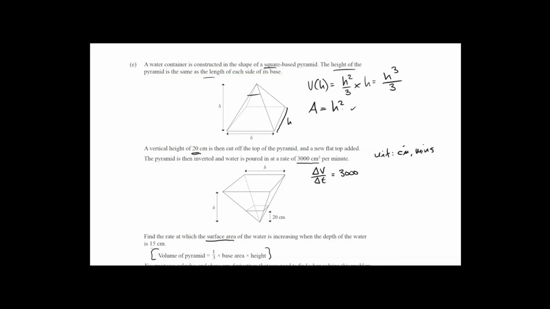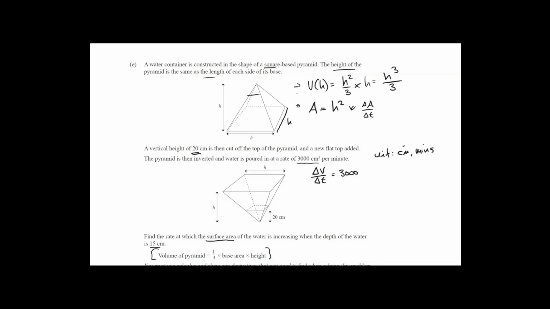The depth of water is 15 centimeters. So what do they want? They want the rate at which the surface area changes. So they want the change in A with respect to t. Okay, we have to do a couple of things first, because we have to use both of these.